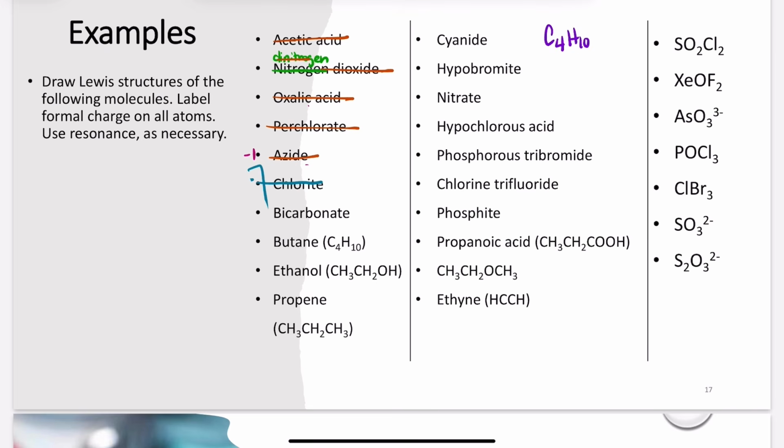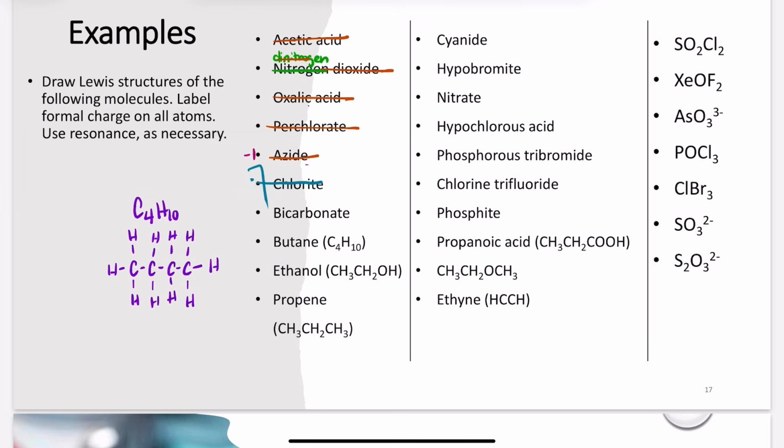Butane, C4H10. Okay, it is an organic molecule, and here's the trick with organics. Carbon really likes to bond to itself, so it's going to form a carbon chain with the hydrogens connected. How do I know that? Because hydrogen can only have 1 bond, and if hydrogen bonds to itself, it's just H2. There's nothing else there.